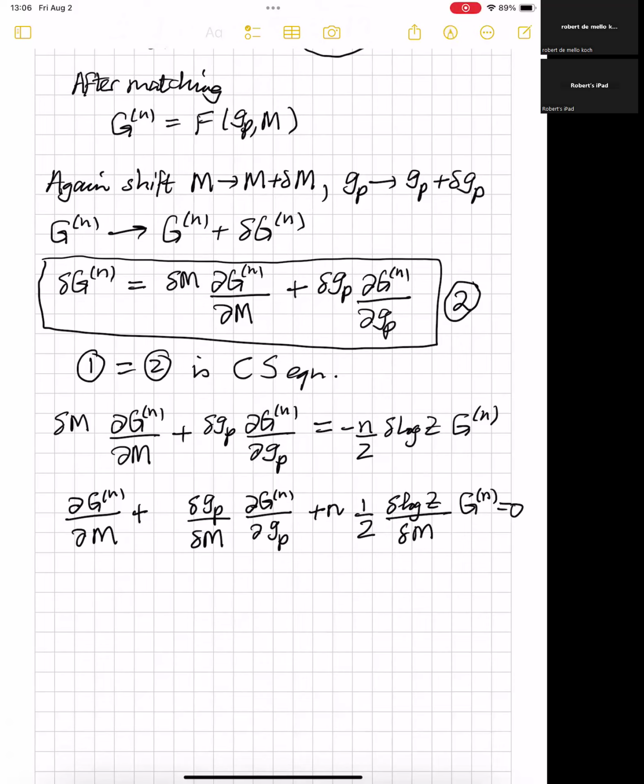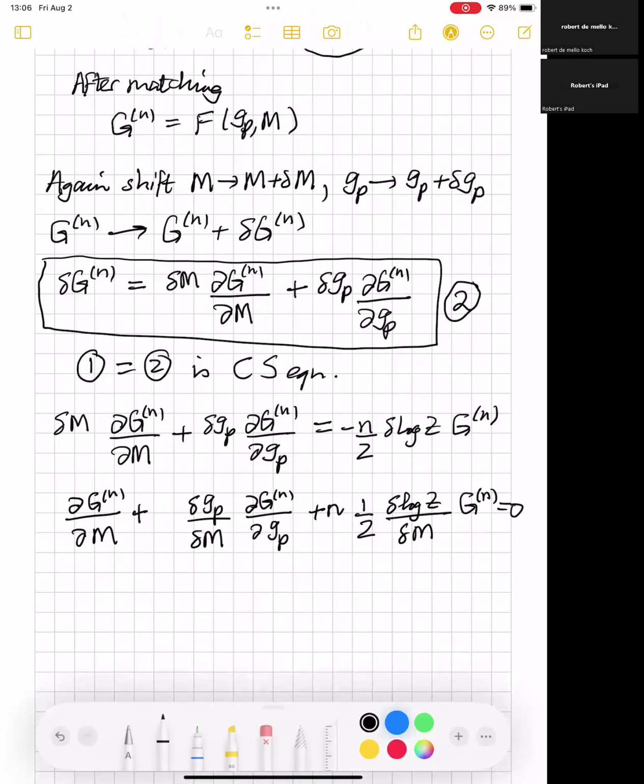Good. And then there's one more thing that's also usually done, which is that we multiply this equation by m. So I'm going to multiply by m. I'll put it in a different color so it's completely clear. There I've multiplied by m. Here I've multiplied by m. And here I've multiplied by m.